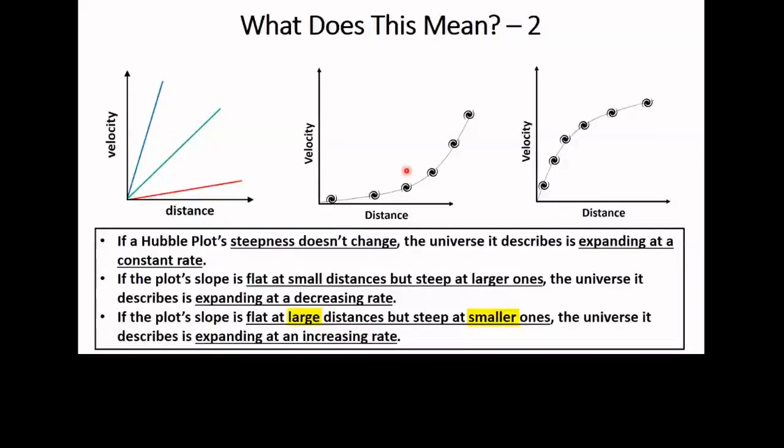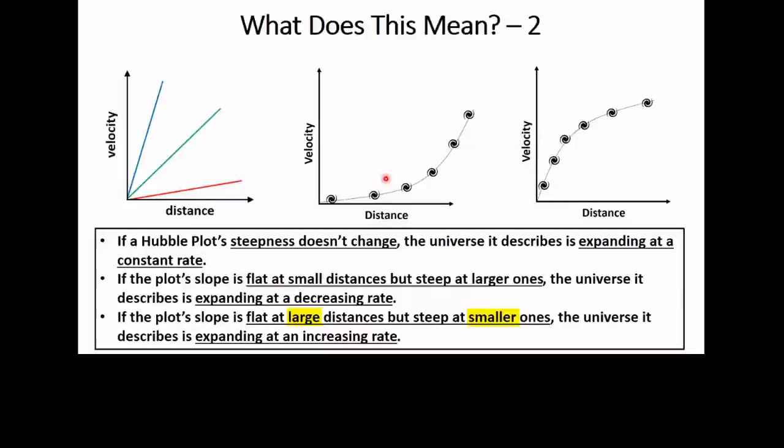Now, the following three statements pertain to the individual examples. If a Hubble plot's steepness doesn't change, the universe it describes is expanding at a constant rate. That's the case for the blue, green, and red universes that are on the left-hand side. There's no curvature to be found, so each one of those expansion rates is constant, just as the speeds of our three cars were. We had 25 miles per hour for the speed of the red car, 50 miles per hour for the speed of the green car, and 75 miles per hour for the speed of the blue car. Let's move on to the second plot.